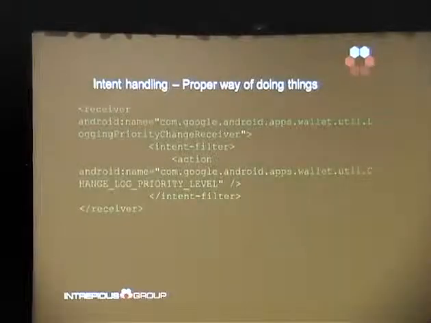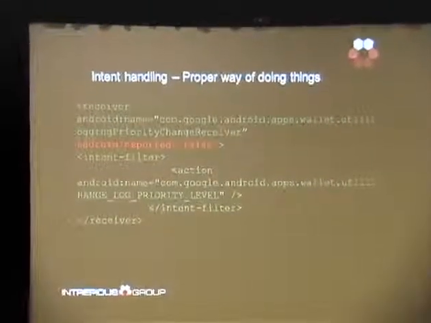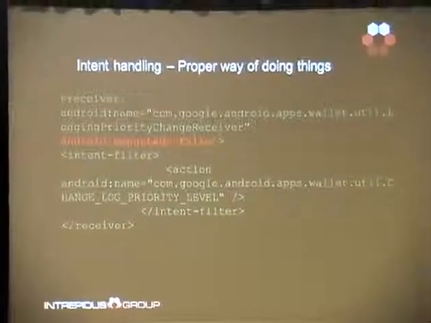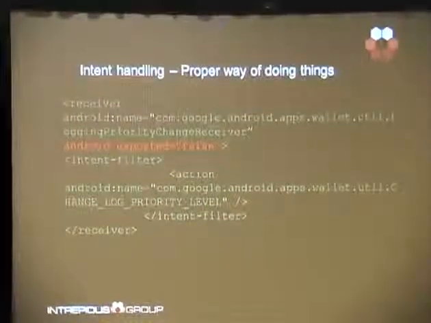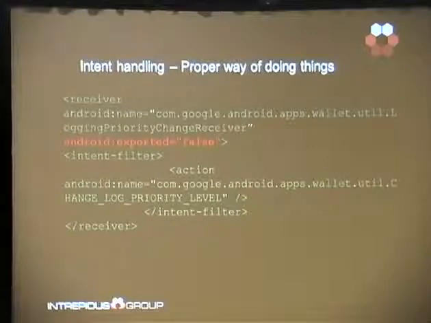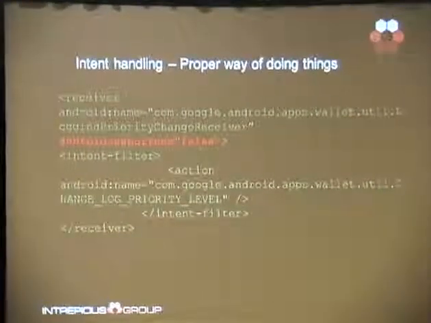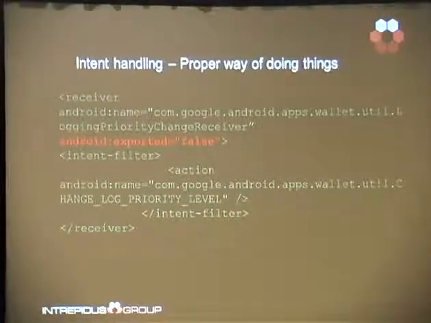This is what the receiver looked like back then. Anyone can just send stuff to it because it will be caught by the intent filter, and the broadcast receiver would act on that. This could probably have been fixed by not exporting your intent, because then you can be sure that only the components of your application can send stuff to the receiver.